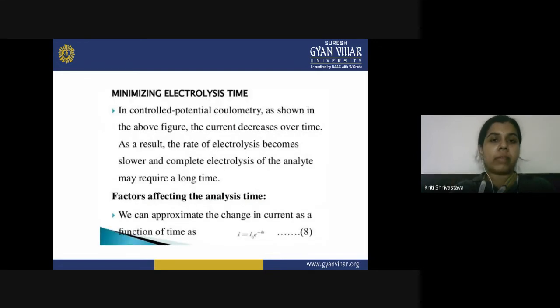How can we minimize the electrolysis time? What happens in controlled potential coulometry? You know that the current decreases over time. So the rate of electrolysis becomes slower and slower. When it continuously becomes slower, the complete electrolysis of the analyte will require a very long time. So in that case, you need to minimize the electrolysis time.